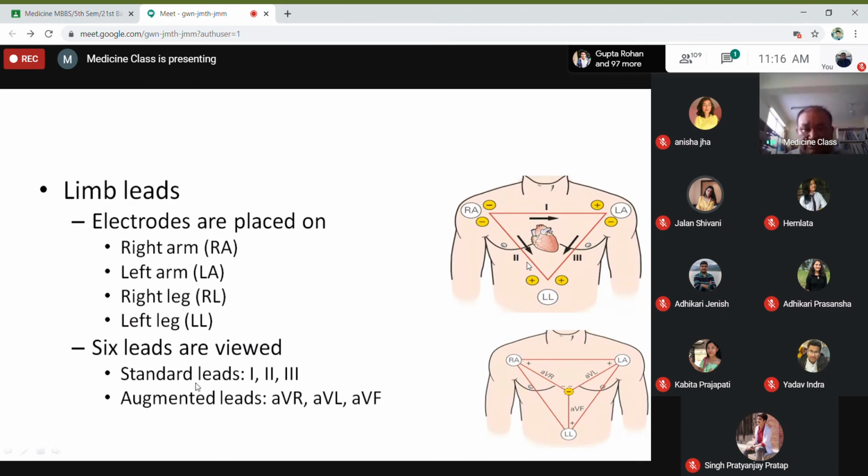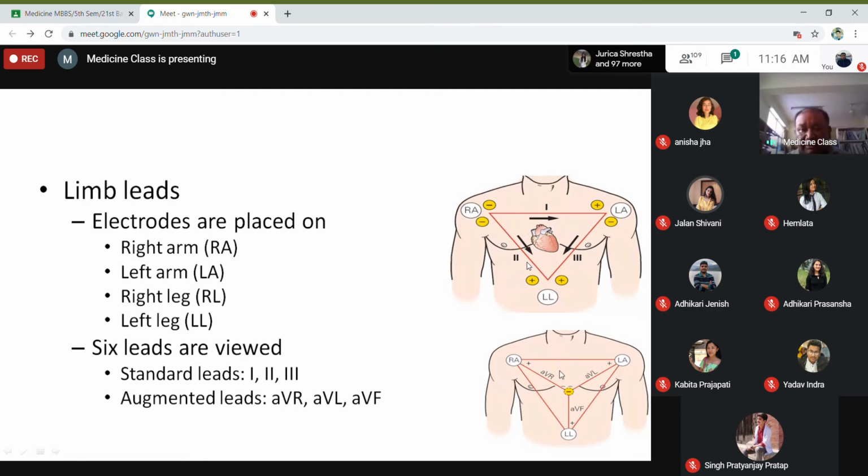So this is what it appears in the body. This is the bipolar leads, lead 1, lead 2, lead 3, and this is unipolar leads, AVR, AVL, and AVF. The same thing that we talked about in Einthoven's triangle, now we have put it over the body.